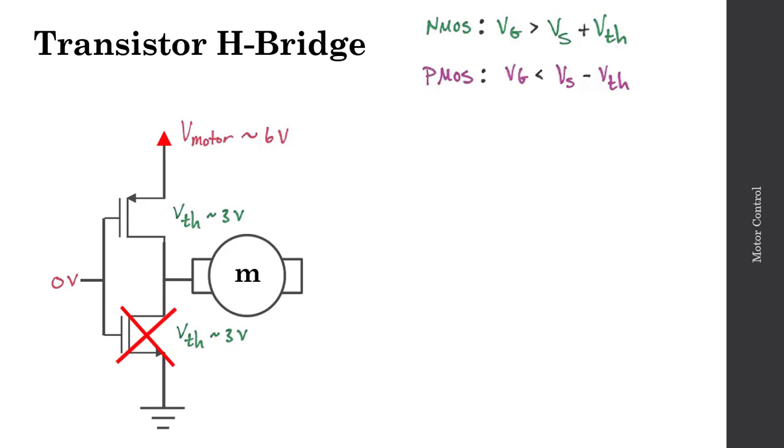For the PMOS transistor, we need the gate voltage to be less than the source voltage, in this case 6 volts, minus the threshold voltage. So we need the gate voltage to be less than 3 volts, 6 minus 3. Since the gate voltage applied here is 0 volts, the PMOS transistor is in the on state and current is allowed to flow in this direction.